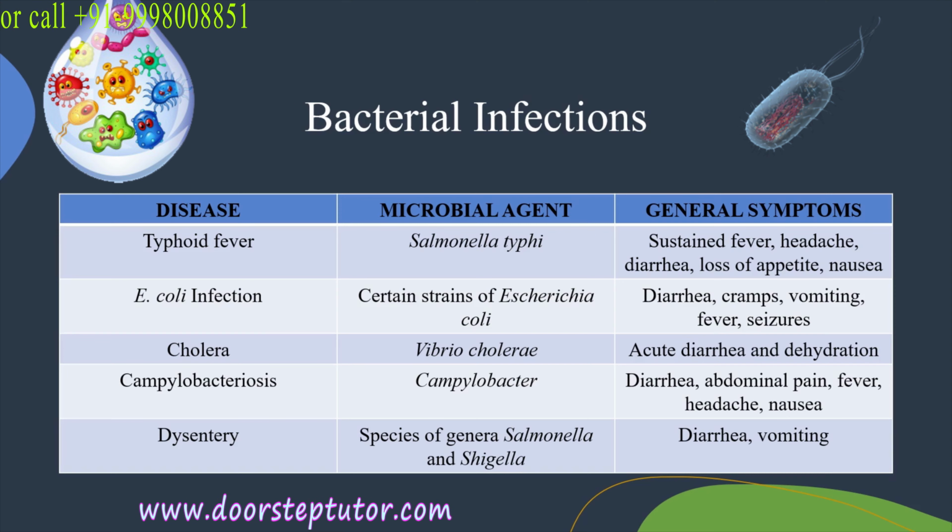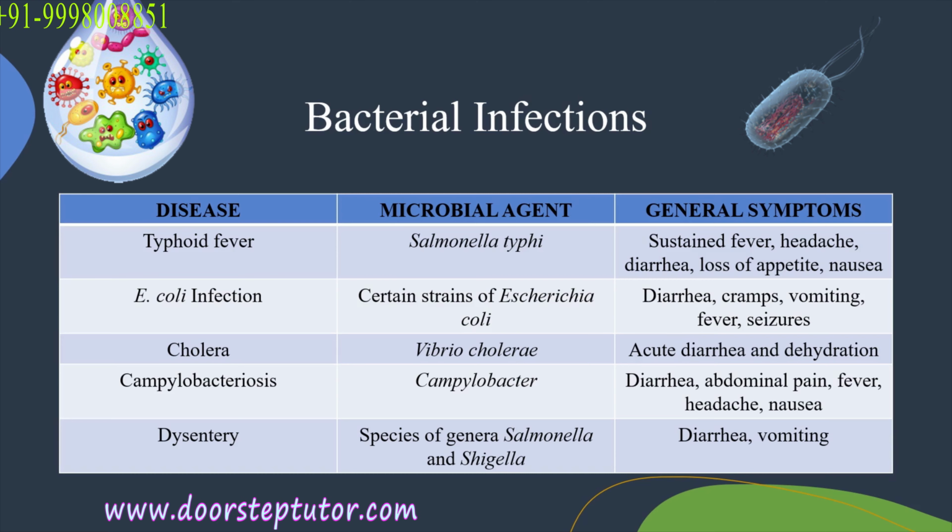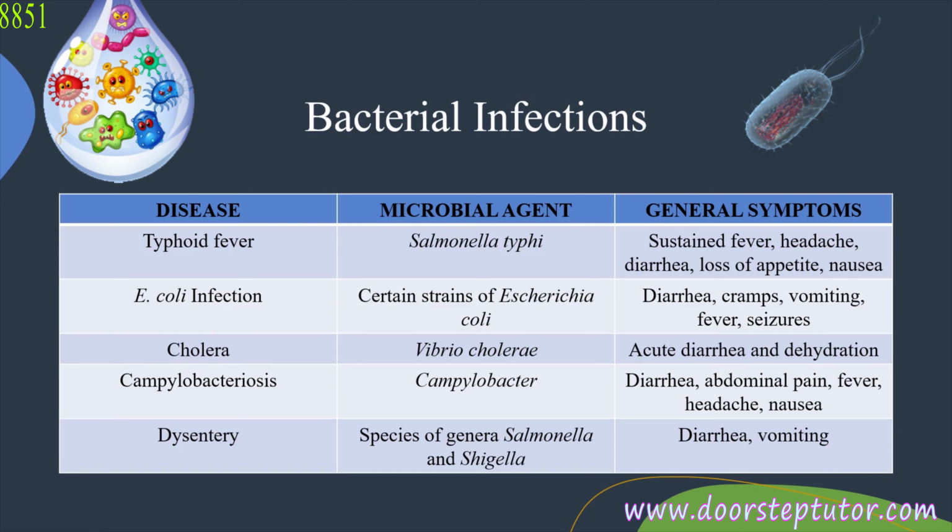And then there is a disease called cholera. It happens due to Vibrio cholerae. And then there is Campylobacteriosis, which happens due to Campylobacter. And finally, one of the most common diseases, dysentery. It occurs due to species of the genera Salmonella and Shigella.